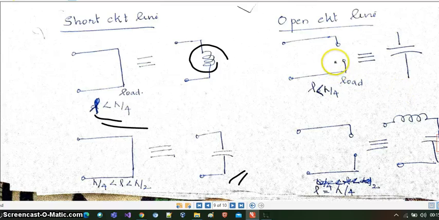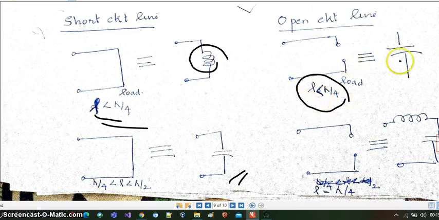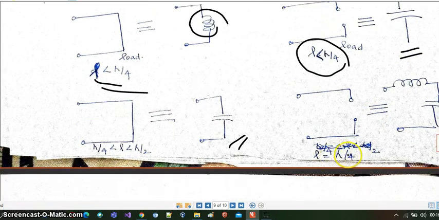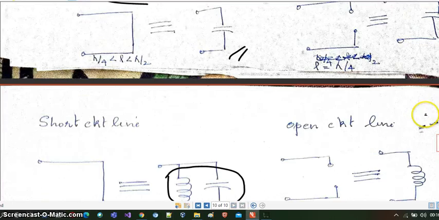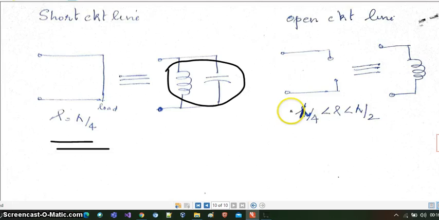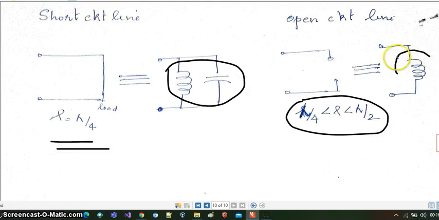Similarly, here you can see the case of the open circuit line. If L is less than lambda by 4, then your load acts as a capacitor. Similarly, if L is equal to lambda by 4, then the load acts as a series combination of inductor and capacitance. And if L is between lambda by 4 and lambda by 2, then the open circuit load is equivalent to an inductor.